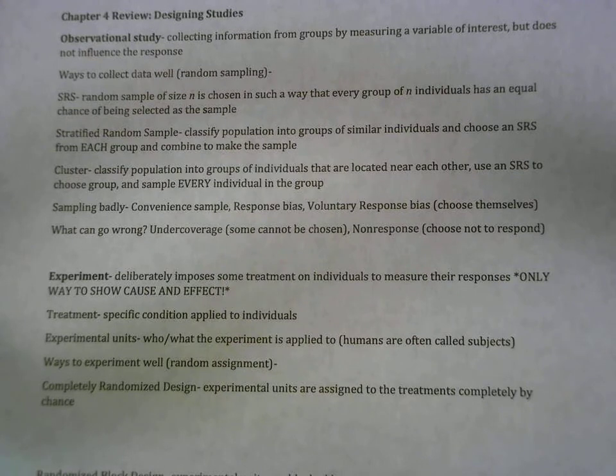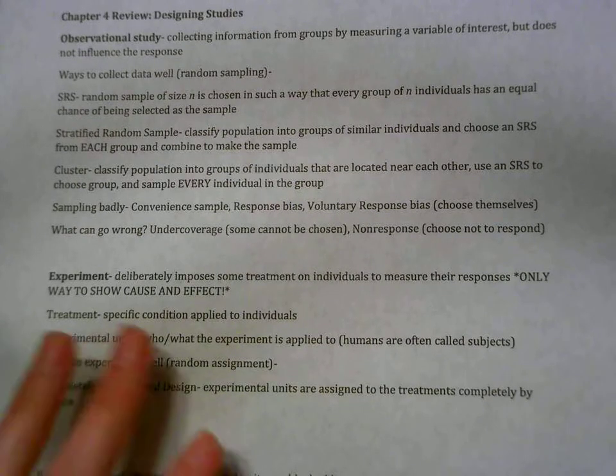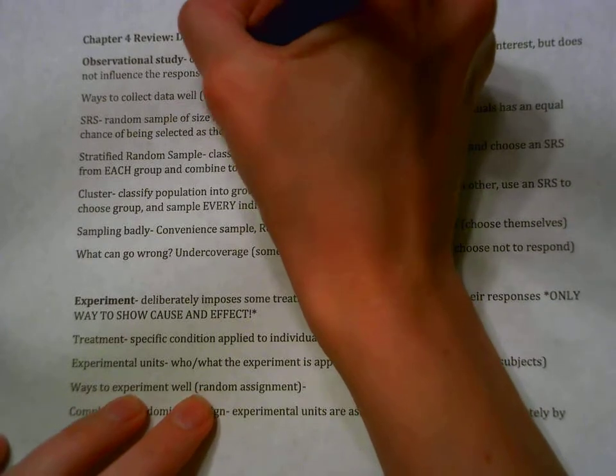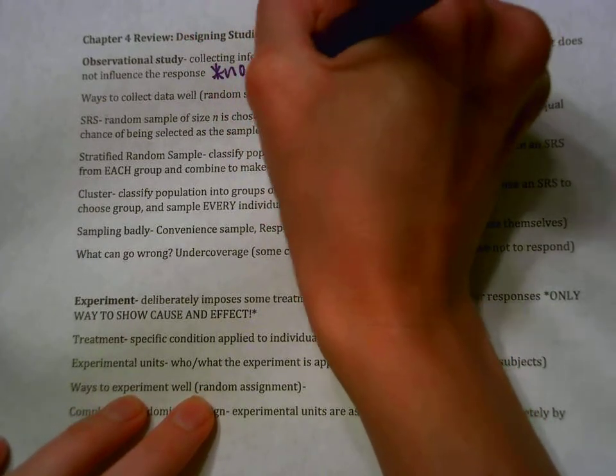But what is an observational study? It's when you just collect information from groups by measuring a variable of interest, but you don't influence the response, right? So if you had 50 people and you wanted to know their heart rate after taking a medicine, but you don't assign who's going to take what medicine. You just record after time who had what heart rate. So there's no treatment, which I always go back to. Are you assigning treatment?